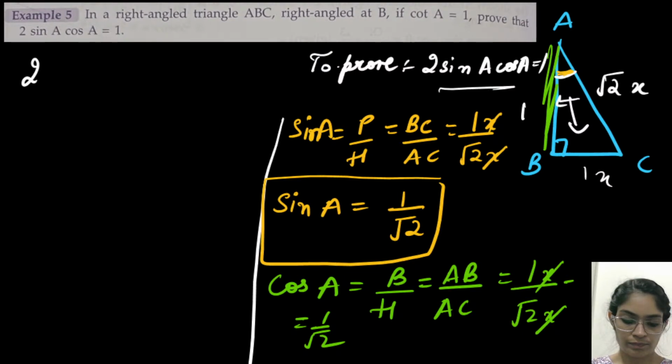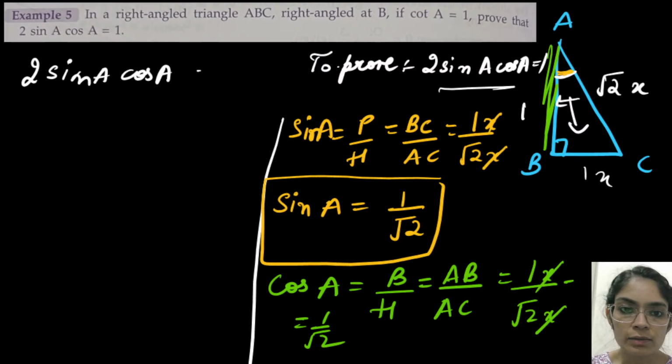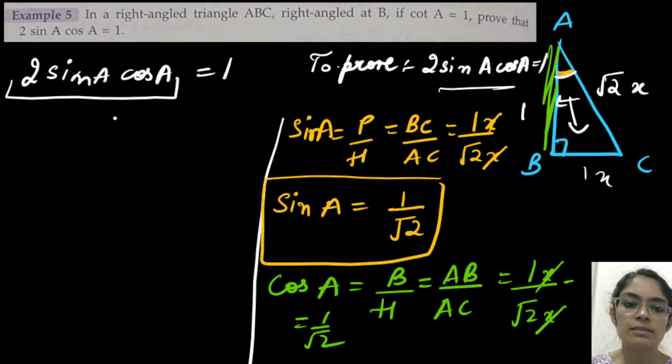It's okay now. So I found the value of sine A and cos A. What do I have to prove? I have to prove that 2 sine A cos A is equal to 1. I will take only the left hand side, and we can simplify it.